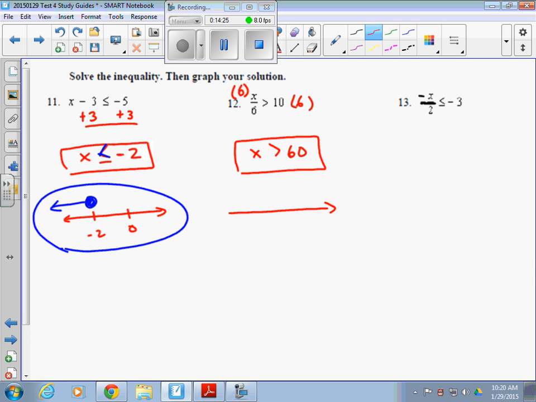Almost the same graph as a second ago, except instead of 75, we got the number 60. And it says greater than, not or equal to. So an open bubble, it's going that direction. Our shading will go that way.